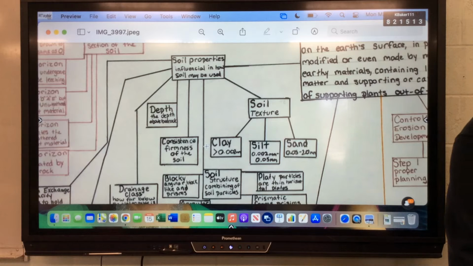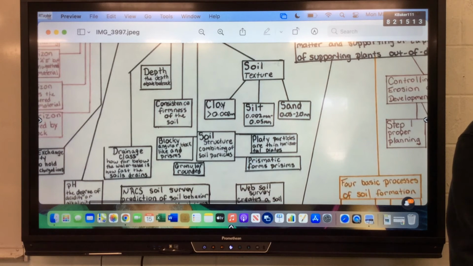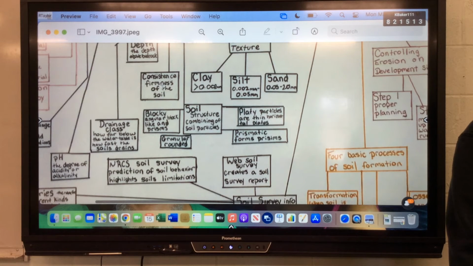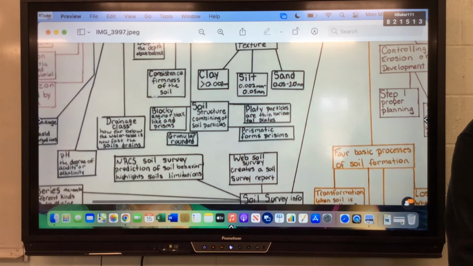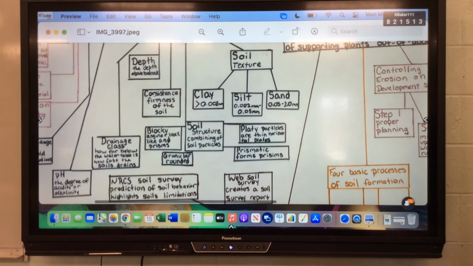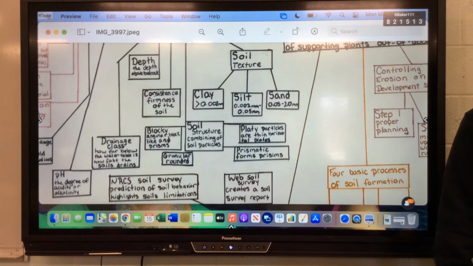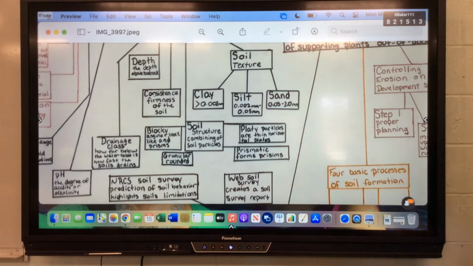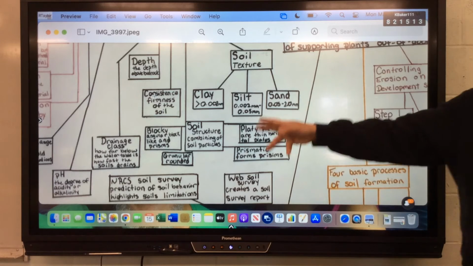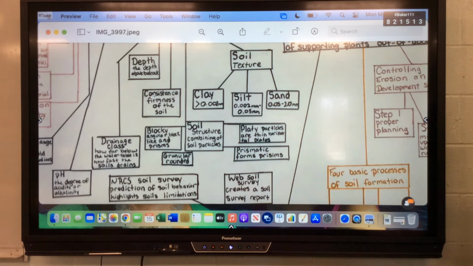Okay, now some other things. We talked about texture, and we talked about depth. The next thing is what we call consistency or firmness of the soil. Okay, so when we talk about soil consistency, we can talk about how hard is it? Can you take a stick and jab it into the soil easily? How well can you penetrate the soil? Or is it really, really hard packed? Or is it very, very loose?